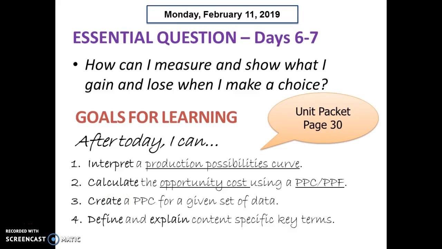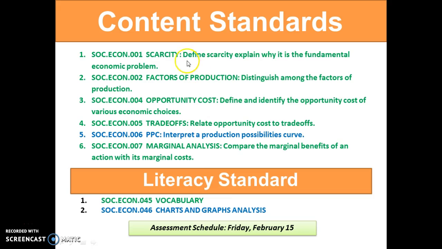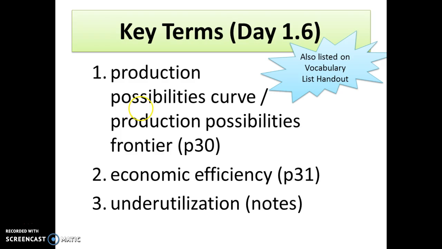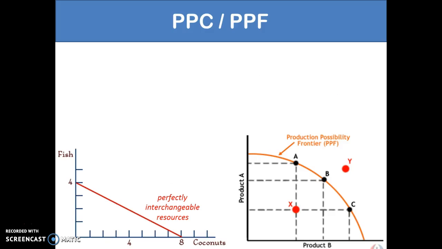Hi seniors, it's day 6 for Unit 1. We're looking at production possibilities curves. Big question: how can I measure what I gain and lose when I make a choice? The standards that we've been working with so far are the ones that we will be assessed on Friday. Key terms for today, we'll define these as we learn about production possibilities curves.